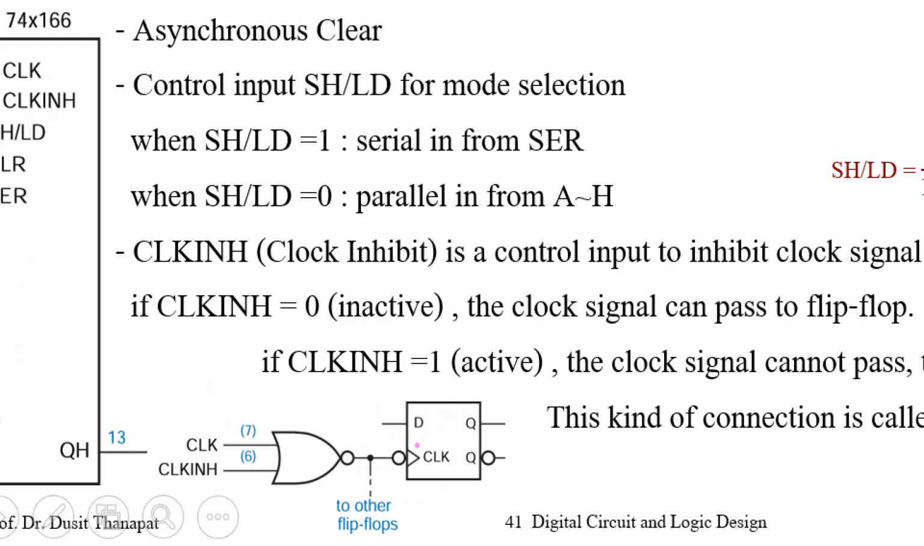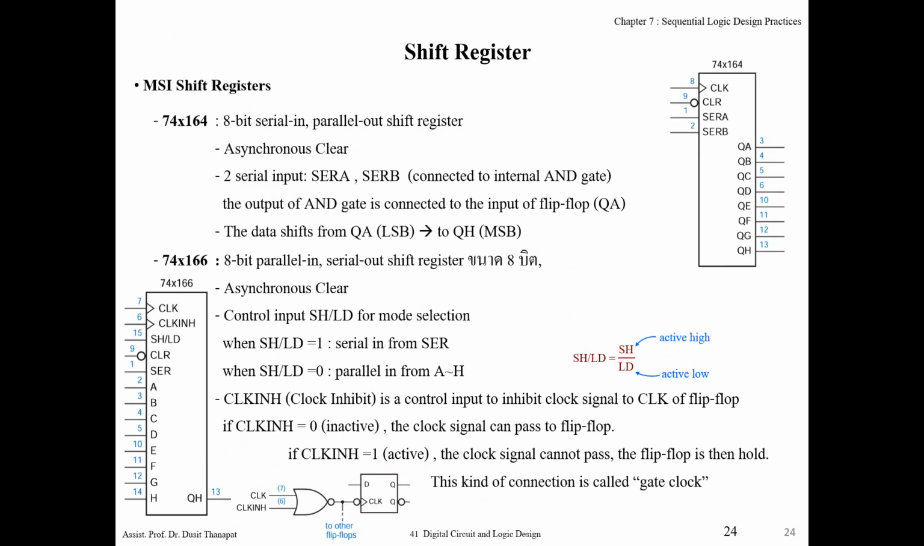But what happens if clock inhibit is 1? Anything OR 1 is 1, right? When inverted, it becomes 0. So it's a constant level, no clock edge. That means no clock tick is applied to this flip-flop. That means this clock cannot tick this one. That is for this IC 166.